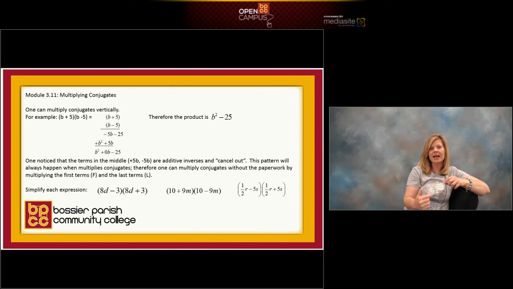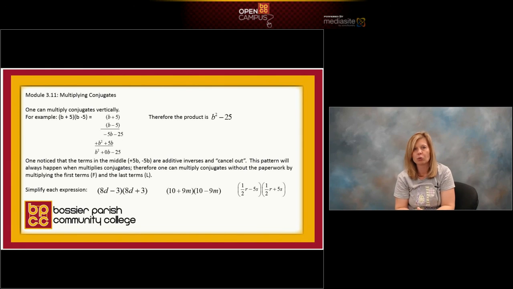So you'll hear me say throughout this course, when we multiply binomials that are conjugates, we are not going to do it vertically. We're going to do it in our head, because the rule is, to multiply conjugates, you multiply the first terms, and then you multiply the last terms. And you're done, because you're guaranteed the middle terms are always going to cancel out.